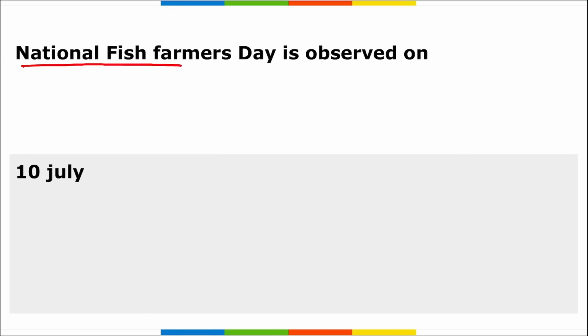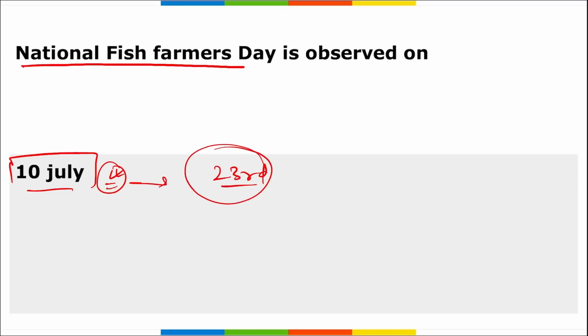Next, National Fish Farmers Day. When do we observe this? It is observed on 10th of July, and it is to recognize the contribution of the fish farmers, right? Aquaculture industry and their professionals, and it is basically about how we can help those farmers or how that industry blooms. Correct? So National Fish Farmers Day is observed across the globe on 10th of July, and 10th of July in 2023 marks the 23rd edition of the National Fish Farmers Day. Correct?